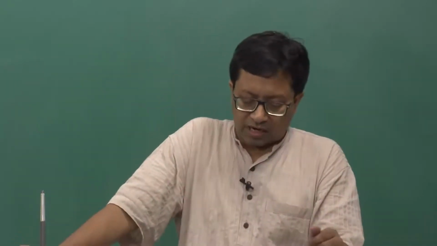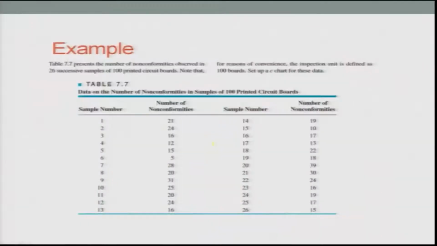Based on that, the first and third columns give the sample number. The second and fourth columns give the number of non-conformities, based on which we will do the calculation. We would like to mention that, for convenience, the inspection unit is defined as 100, and we will continue using that 100 as the sample size from reading to reading.